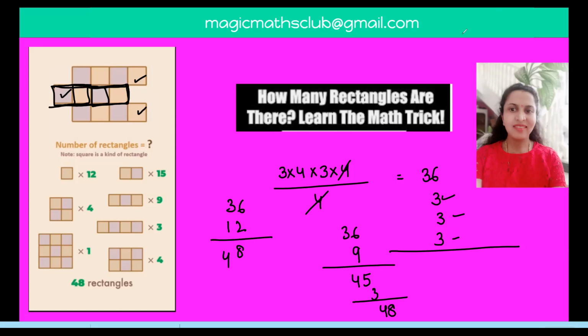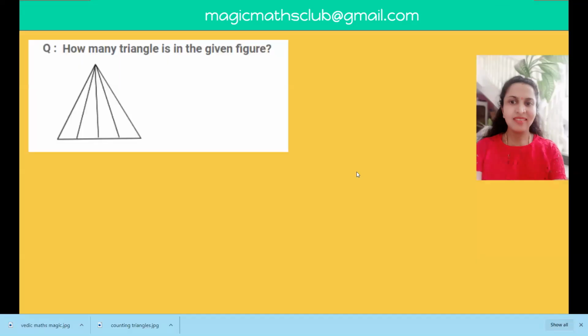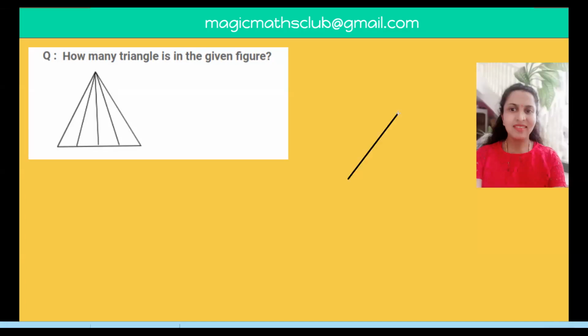Okay, let's see another one. How many triangles are in the given figure? So see, when you go to a triangle question, you assume all the different cases. Okay, so let me draw. When you have a simple triangle and then a horizontal line like this, 1, 2. So here the number of triangles will be 2.